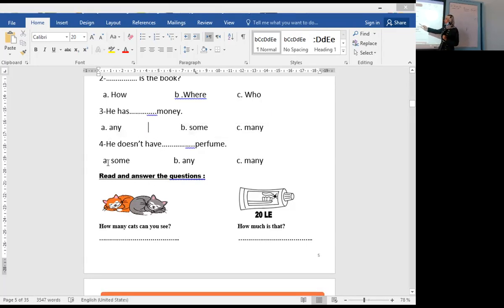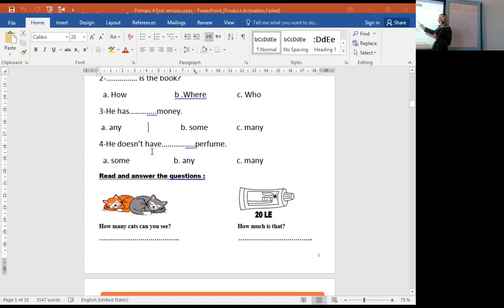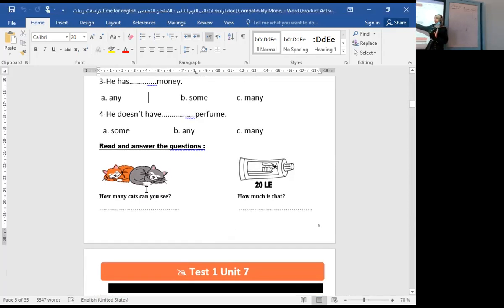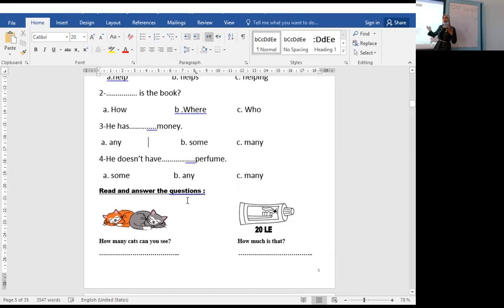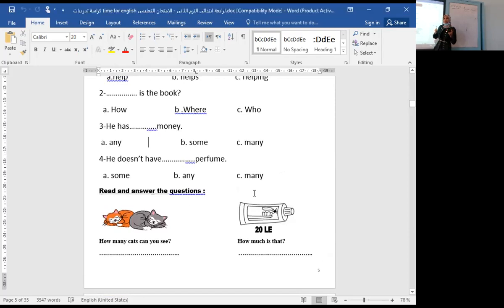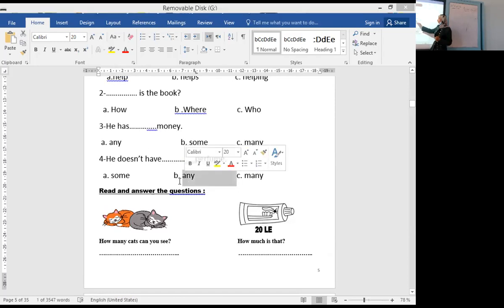And the next question says he doesn't have space perfume. We also have to look at the sentence. Is it affirmative or negative? Here we have not. So this is a negative sentence. We have to choose some or any. Which one comes in the negative sentence? Of course, any. So the answer is he doesn't have any perfume.